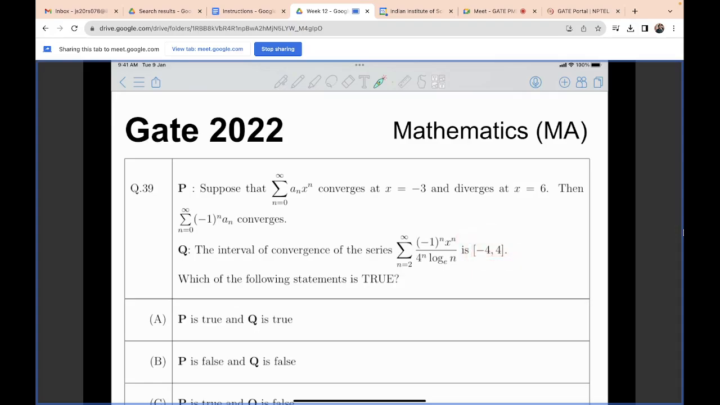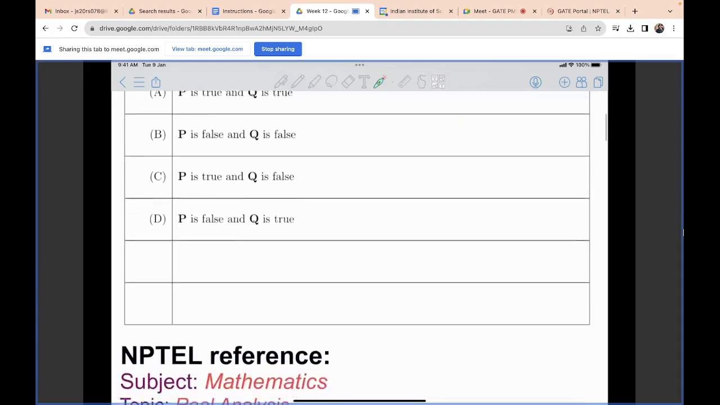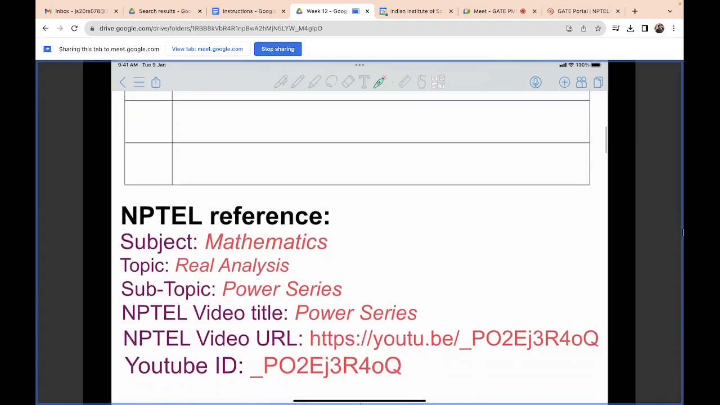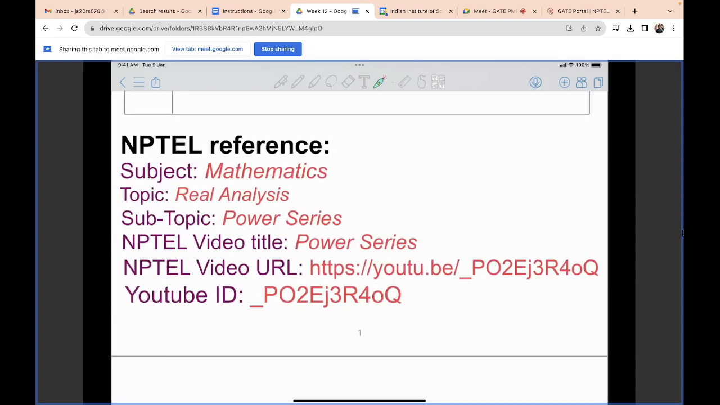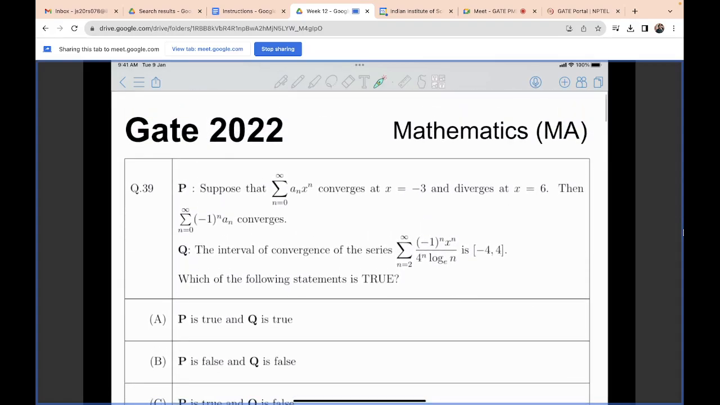So these are the two statements and 4 options are given. You have to check which one is correct. Okay, and this is the NPTEL reference. Okay, so let's try to solve this one.